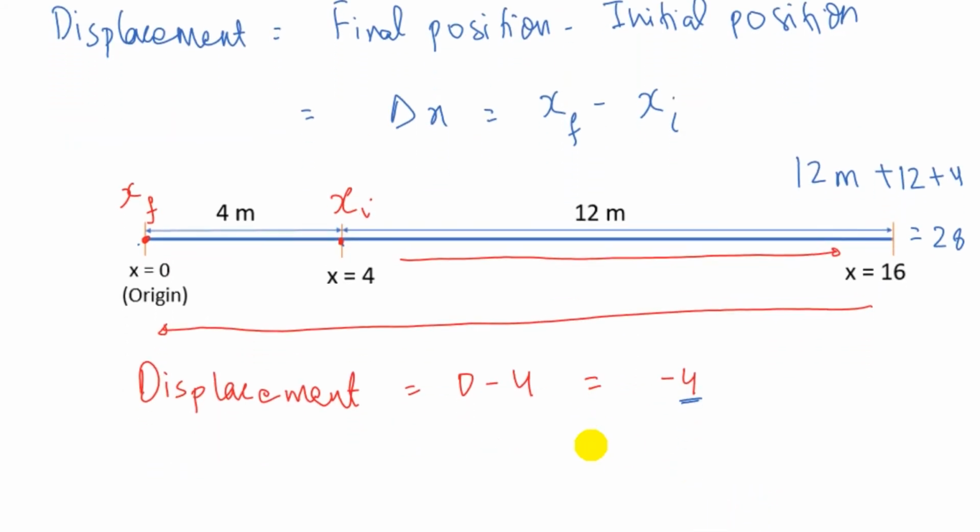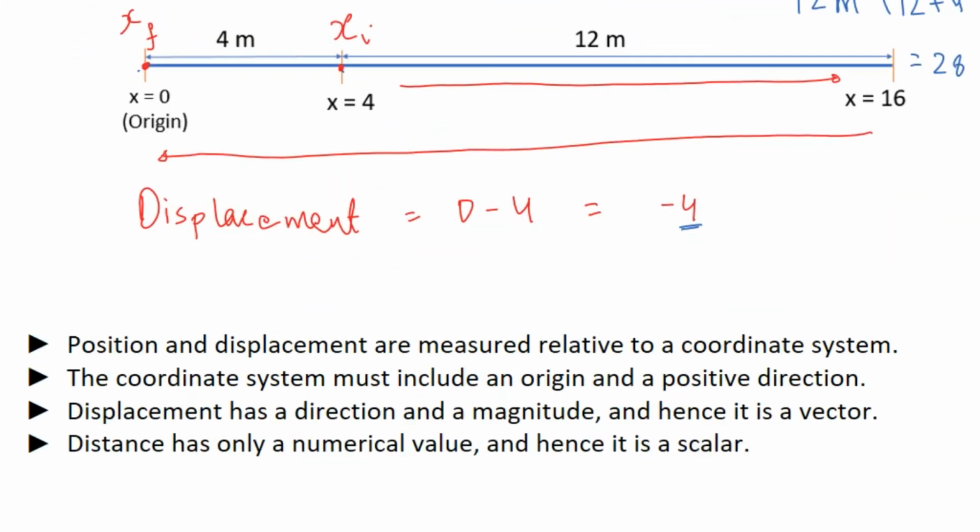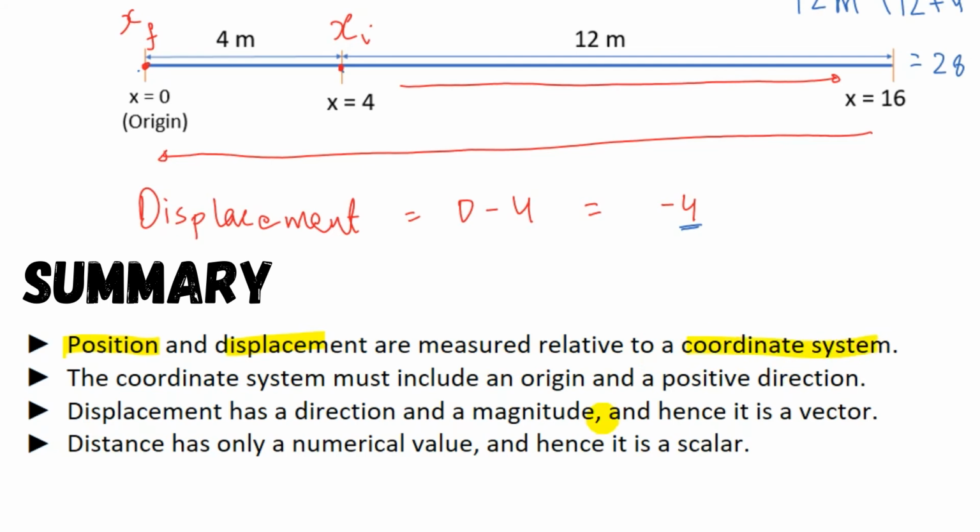Now lastly I'm going to write the summary. So this is the summary: position and displacement are measured relative to a coordinate system. The coordinate system must include an origin and a positive direction that we have shown here. This side is positive and this is the origin. Now the displacement has a direction and a magnitude, hence it is a vector. So displacement is a vector quantity. Distance has only a numerical value and hence it is a scalar. So this will be the summary.